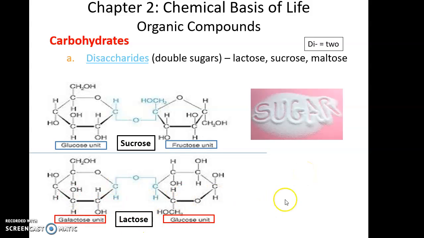And then lactose is another disaccharide you've probably heard of, where we have galactose bound to glucose. And there are other disaccharides out there, but these are probably the two more common ones for living things. We all love our sugar.